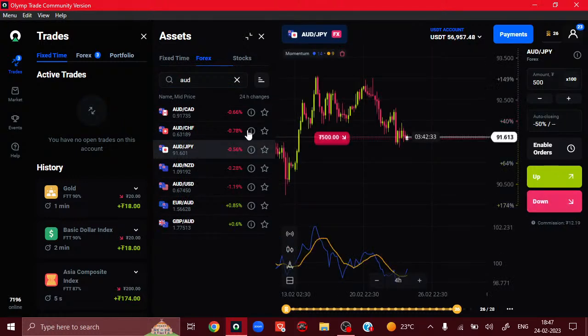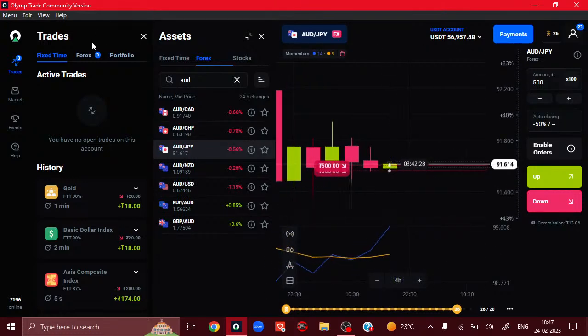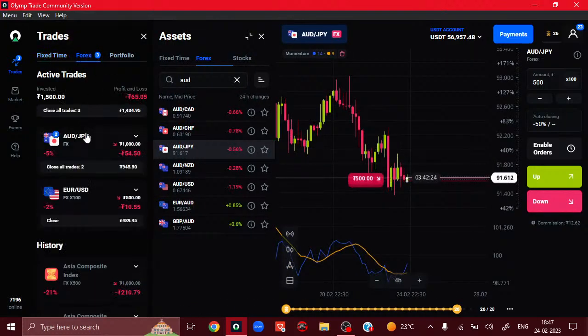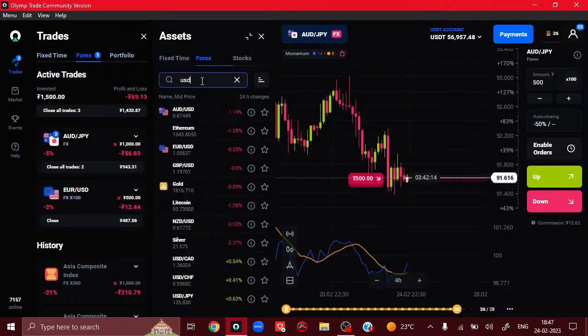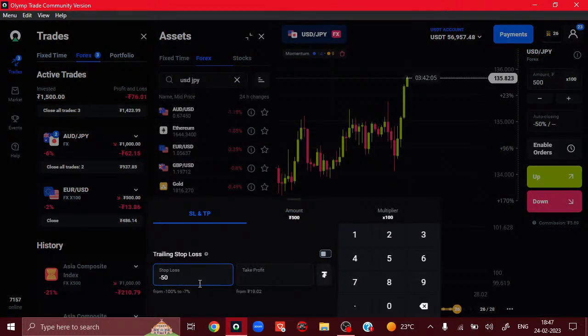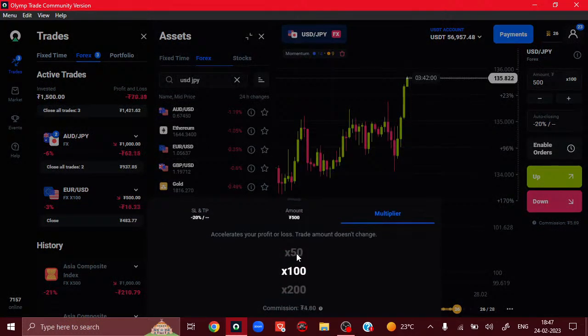So 3 forex trades we have made right now. Okay, I think we have entered twice in AUD JPY. Okay, no worries, it's fine. USD JPY is still left, so one trade in the USD JPY, but the stop loss should be kept very less in USD JPY. So let me keep the stop loss to 20% and let me keep the multiplier here to 50.